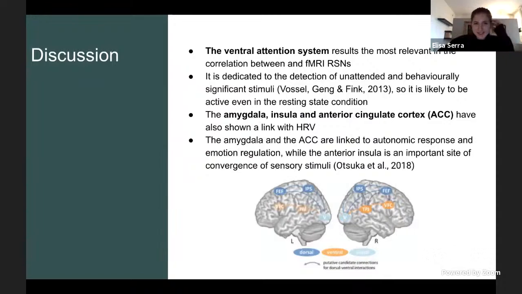So the take-home message is that the ventral attention network was the most relevantly correlated to heart rate variability. It is a network dedicated to the detection of unattended and behaviorally significant stimuli, so it's also likely to be activated during resting state conditions. We also found that the amygdala, insula, and anterior cingulate cortex were shown to have a link with heart rate variability. We saw this also with the MRI visualization of the data from the data set.